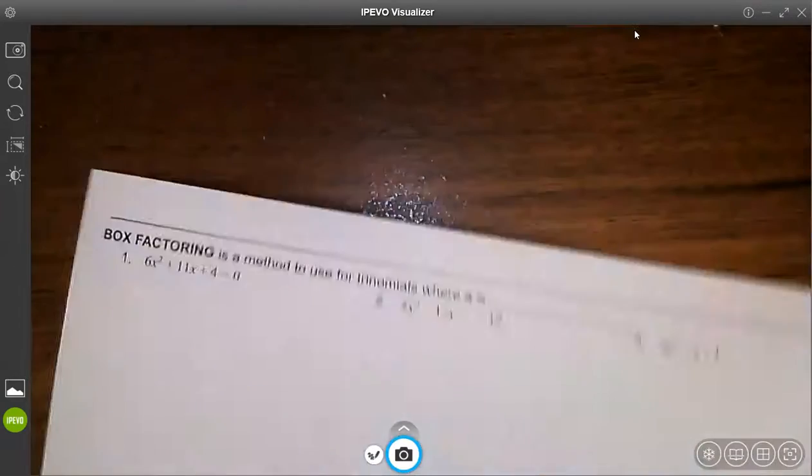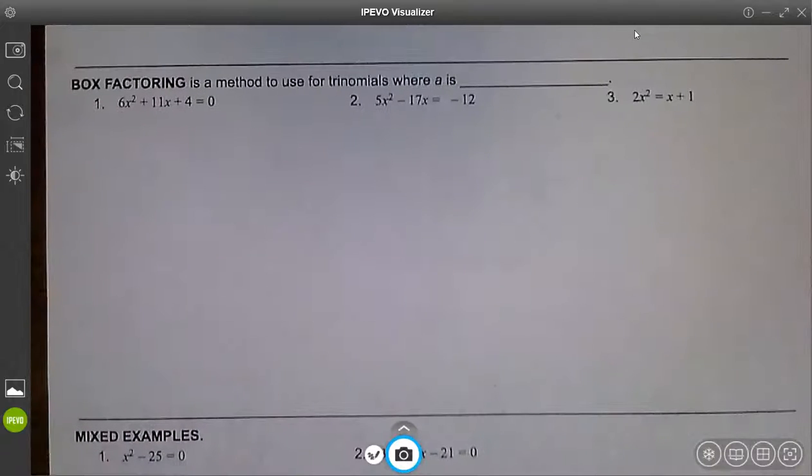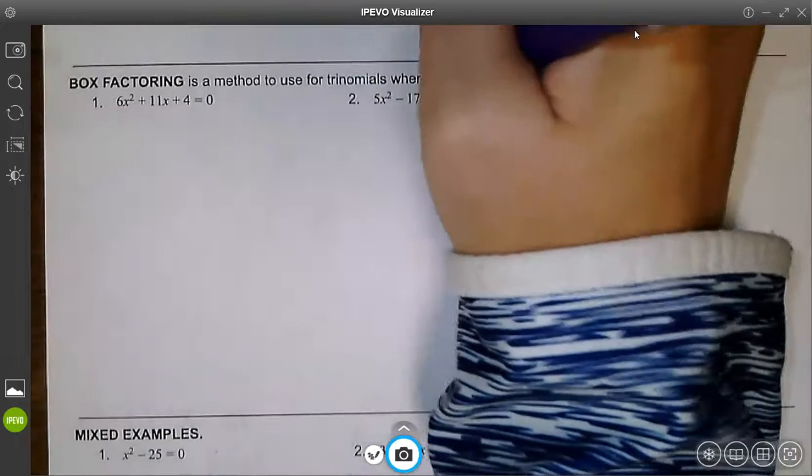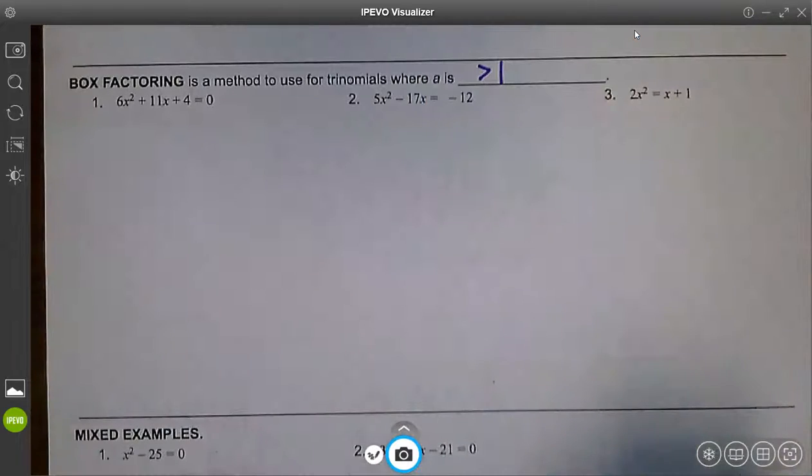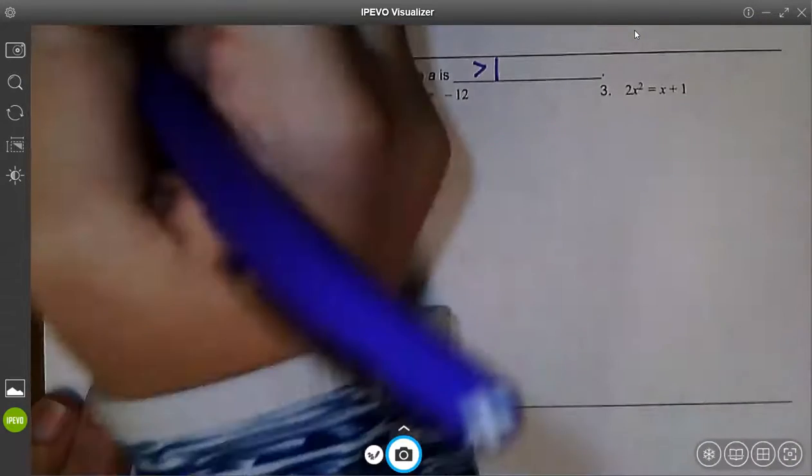On back, using the box method. The box method is a method to use for trinomials where a is greater than 1. Okay, a is greater than 1. So I'm going to use my box method to factor.